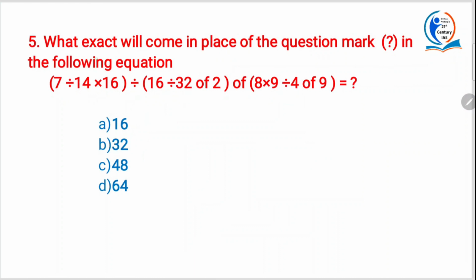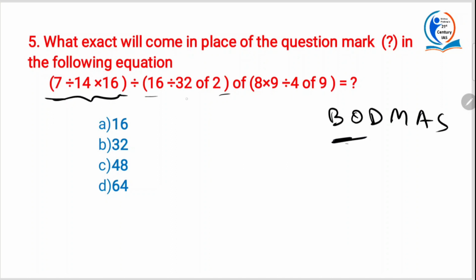Now, next question. What exactly will come in the place of the question mark in the following equation? See here, brackets are given, "of" is given, division is given. In this BODMAS principle, bracket should be given first preference. So, solve the things which are inside the bracket and then come out.